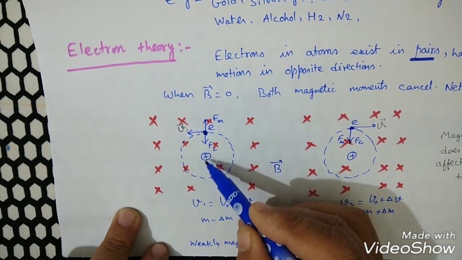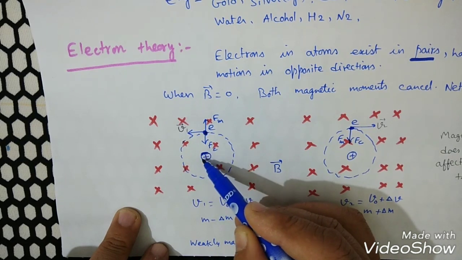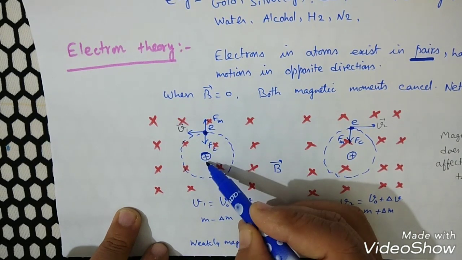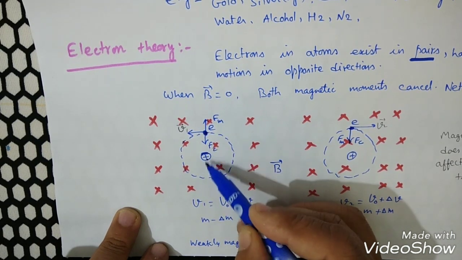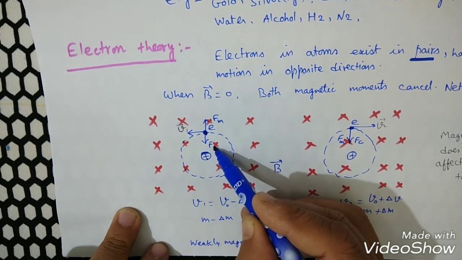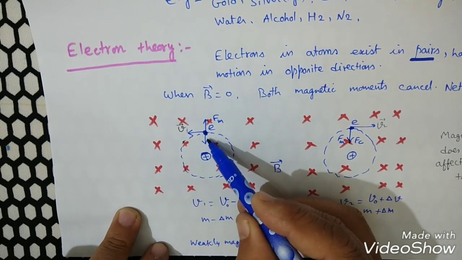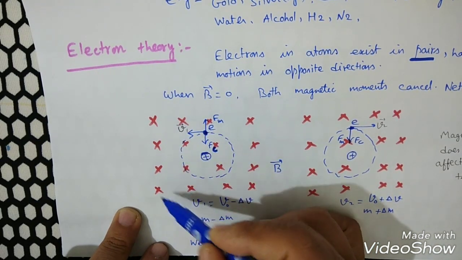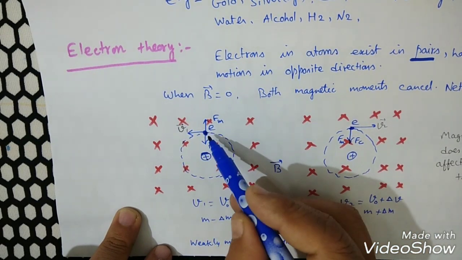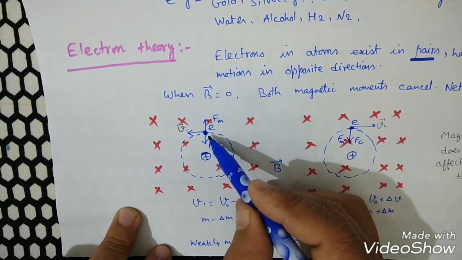The electron gets centripetal force because of the nucleus, and an electrostatic force of attraction acts between the nucleus and the electron. This electrostatic force of attraction provides the centripetal force. In addition to this centripetal force, when a charged particle moves in a magnetic field, it experiences a force that is called the magnetic Lorentz force. And what will be its direction?